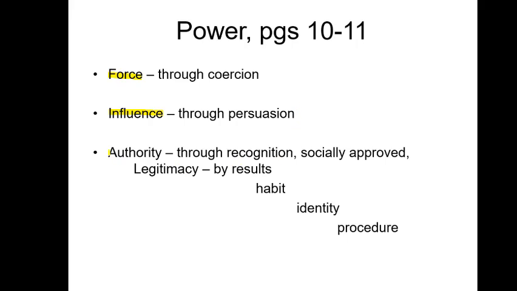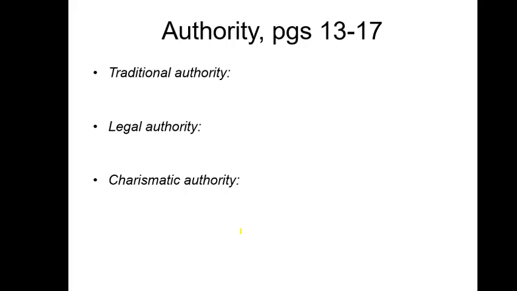Now, authority is the type of power that is legitimized through recognition. So there's some sort of process in your system that recognizes you as being an authority, whether it's through elections or other types of traditions that we'll talk about. So in other words, this authority has been socially approved or legitimized, and the book talks about a few ways that that legitimacy is obtained to get that authority. So let's talk a little bit more about authority, because we can break those into three basic types of authority.